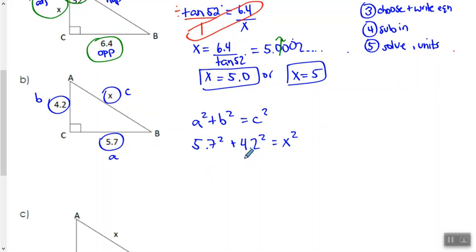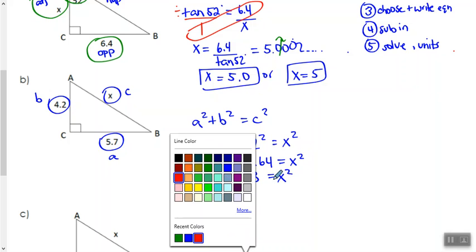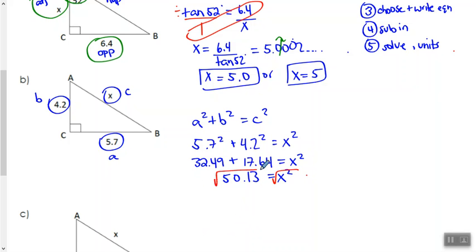Write exponents first, so the square of 5.7 is 32.49, plus the square of 4.2, which is 17.64, then equals x squared. So we substituted, now we're solving. 32.49 plus 17.64, we get 50.13 equals x squared. Lastly, we need to square root our x, so don't forget to square root at the end. So this 50.13 is x squared, not x.